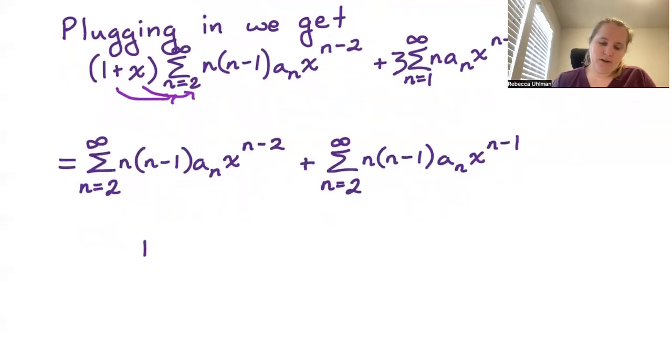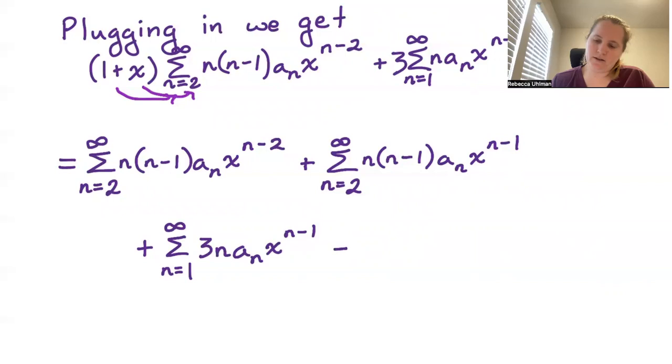Multiplying in our 3, we have the sum from n equals 1 to infinity of 3n a sub n x to the n minus 1. And then we would have plus the sum from n equals 0 to infinity of negative 2 a sub n x to the n.